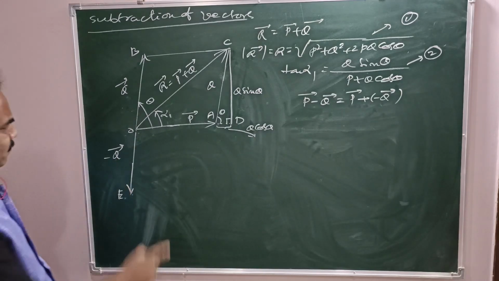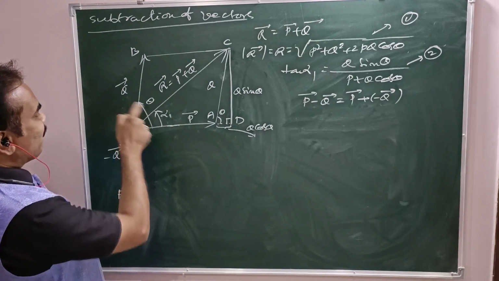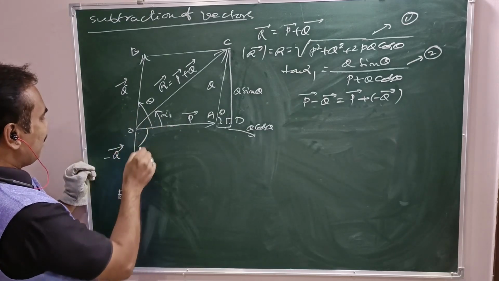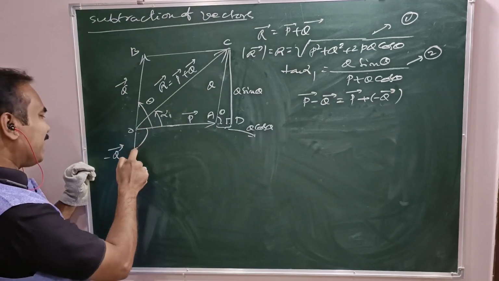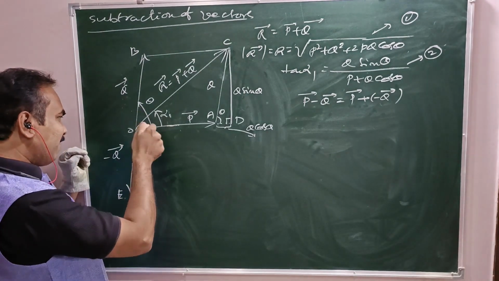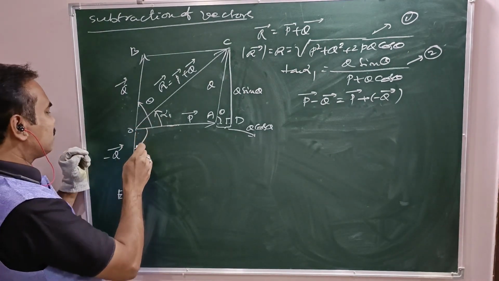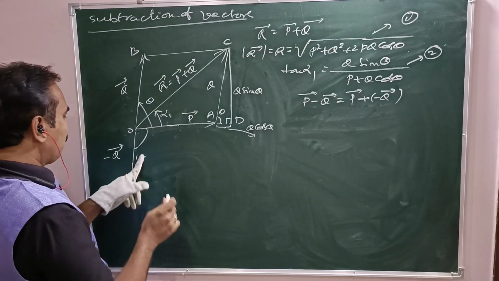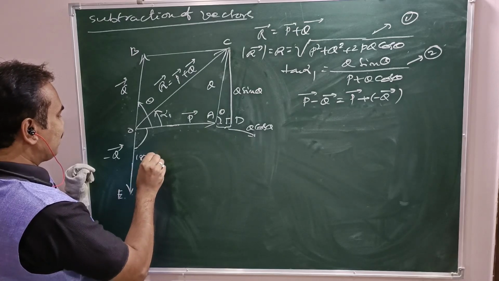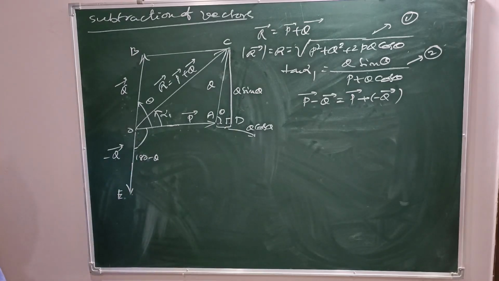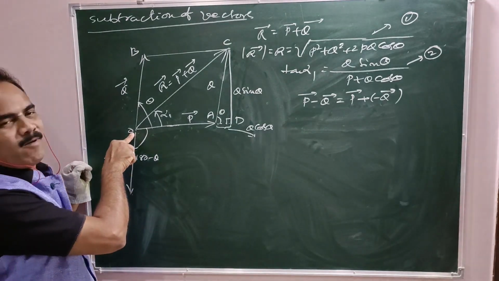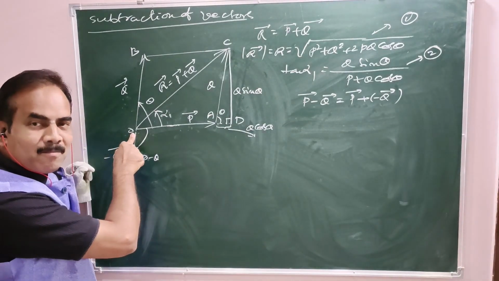Now, if theta is the angle between P bar and Q bar, what is the angle between P bar and minus Q bar? It is 180 minus theta, because a straight line makes 180 degrees. If this is theta, the remaining angle is 180 minus theta. So the angle between P bar and minus Q bar is 180 minus theta. Now P bar and minus Q bar are drawn from the same point and taken as the adjacent sides of a parallelogram.